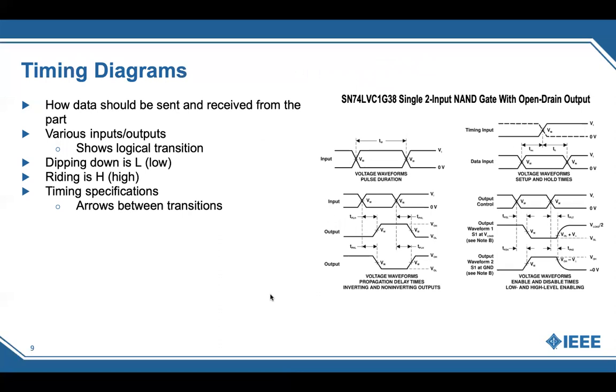Next up is timing diagrams. Timing diagrams usually show how data should be sent and received from your part. They're going to show various inputs and outputs to show different logical transitions from your component. Typically, dipping down is, like we mentioned before, an L or low, going to ground, and then rising or going up is typically an H, which is just high. And on these timing diagrams, you can see different time specifications, which are indicated by arrows between two different transitions. So here on the right, we see that 2-input NAND gate as well again.